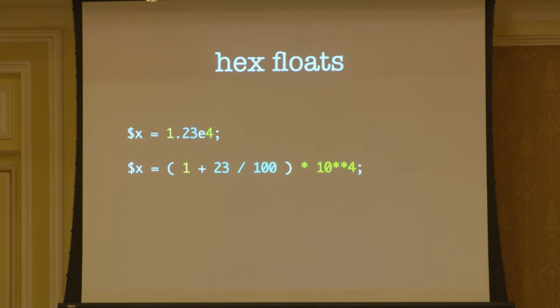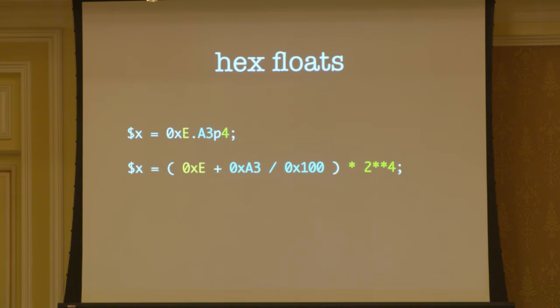Oh, there's going to be a typo in a slide coming up. 1 plus 23 over 100 times 10 to the 4th, right? The different color bits all map together. I think we all understand how this scientific notation works. And this is scientific notation designed by some kind of alien race with too many fingers.